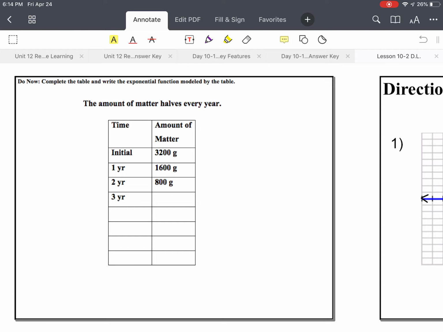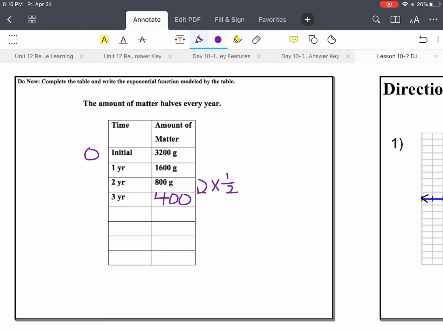Okay, so it's telling us that the amount of matter halves every year, meaning it's cut in half. So initially, that's 0 years. We had 3,200 grams. Then after 1 year, we had 1,600 grams. After 2 years, we had 800 grams. After 3 years, how many grams did we have? We need to take 800 and times it by a half. You can use your calculator, and it is 400.